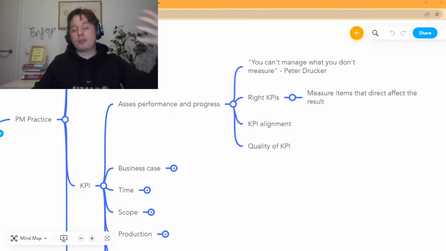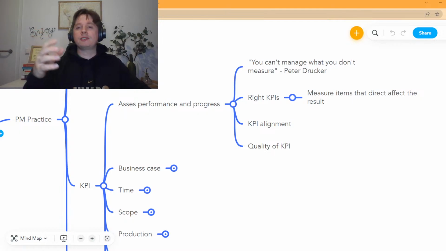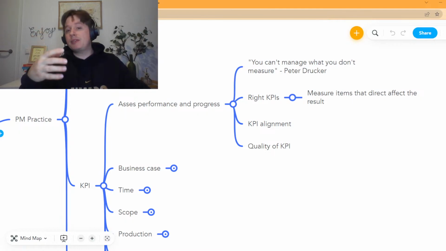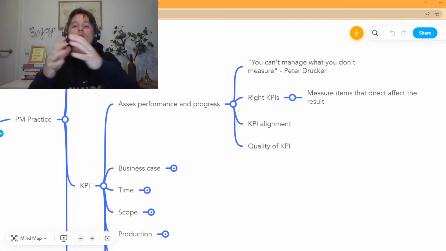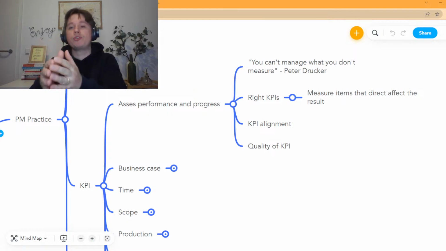If you need to stop and refuel the car and this kind of stuff, then it's very important to have KPIs for every project to make sure that you are moving in the right direction and you are moving to achieve the project goals.